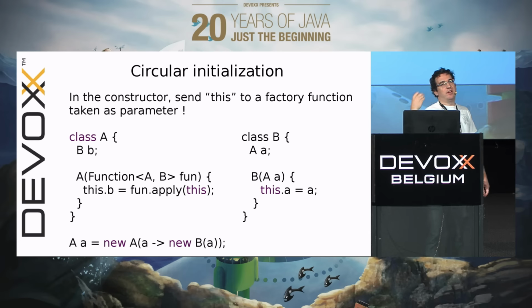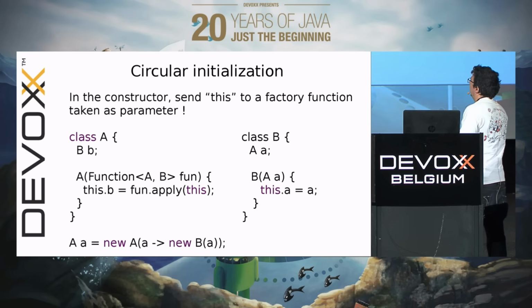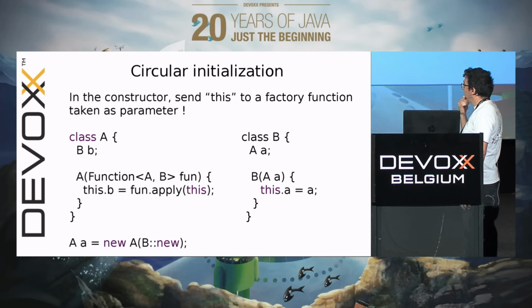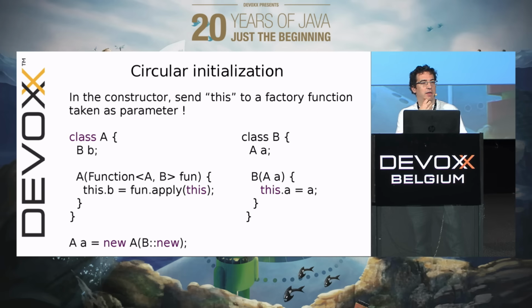Basically, when I call my function apply, I'm inside the constructor. When I'm inside the constructor, I have access to this, even if this is not fully initialized. Obviously, if you have threads, you're dead, but I have no thread here, I hope. I can use a lambda here. We have seen that I can use a method reference, create new A with B::new. It's exactly the same idea.